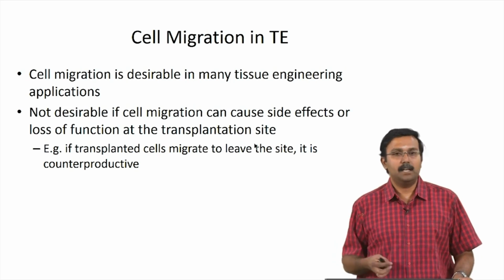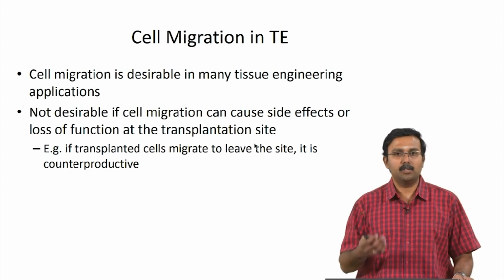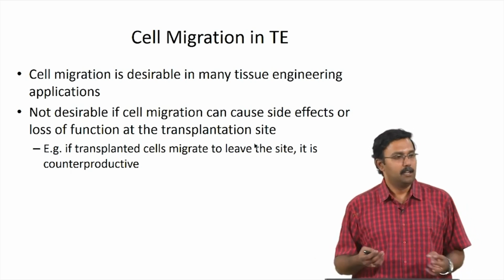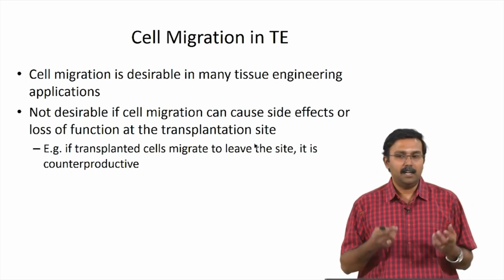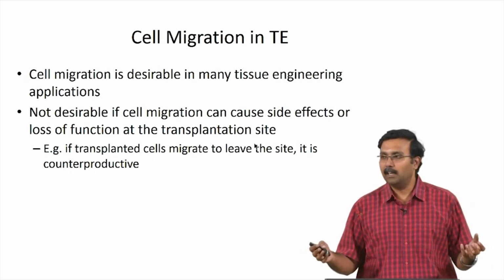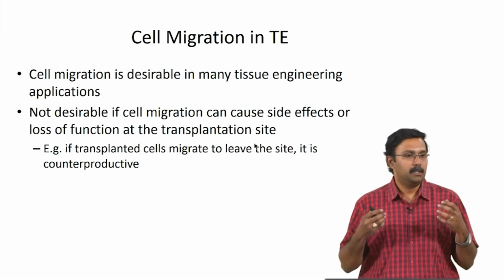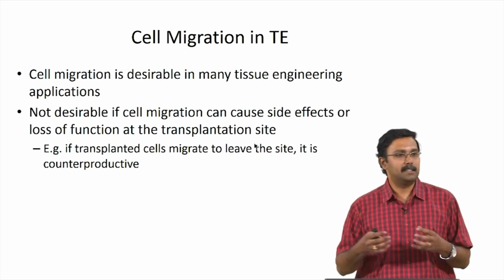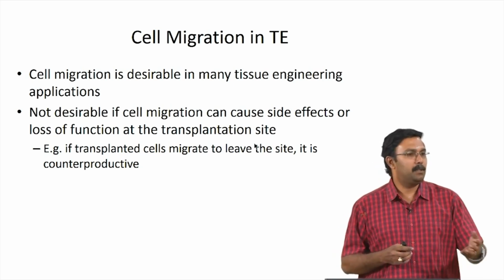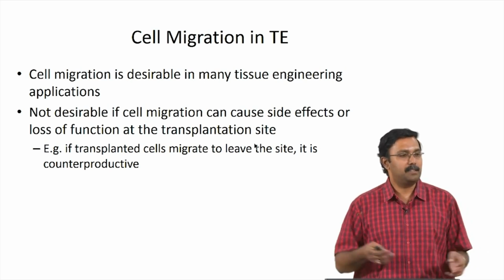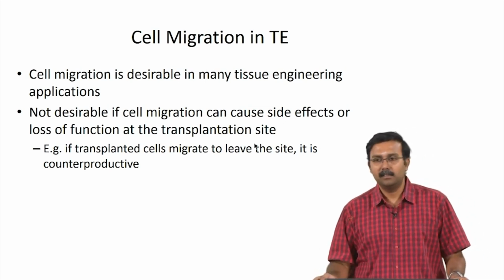However, it is not desirable if cell migration can cause side effects such as loss of function at the transplantation site. So, basically if you have a cell seeded scaffold and these cells are just going to migrate away, then you would have a problem, right. So, you would want to ensure that the cell migration is optimized. So, can you think of a way you would minimize this type of loss of cells from a cell seeded scaffold?